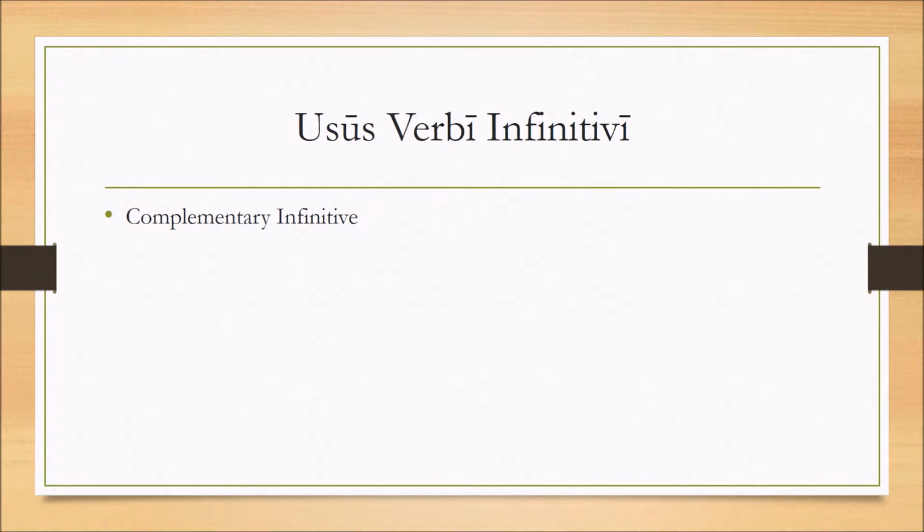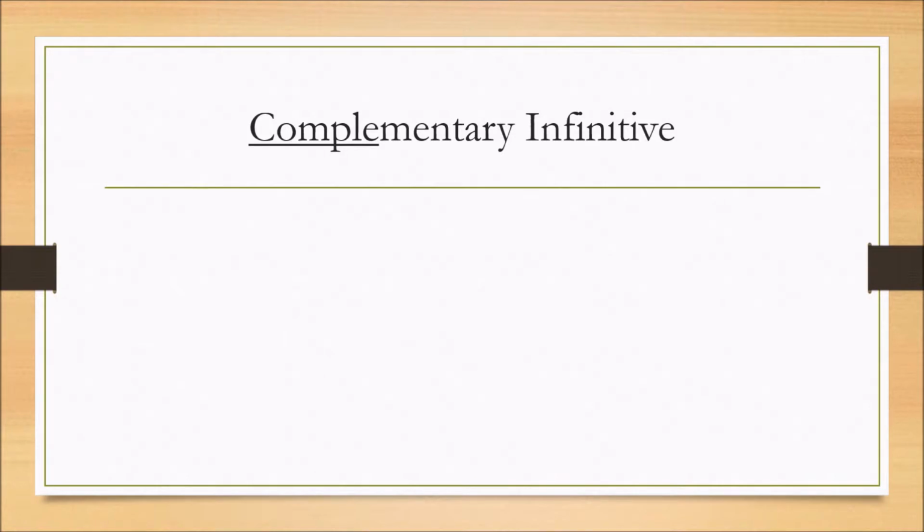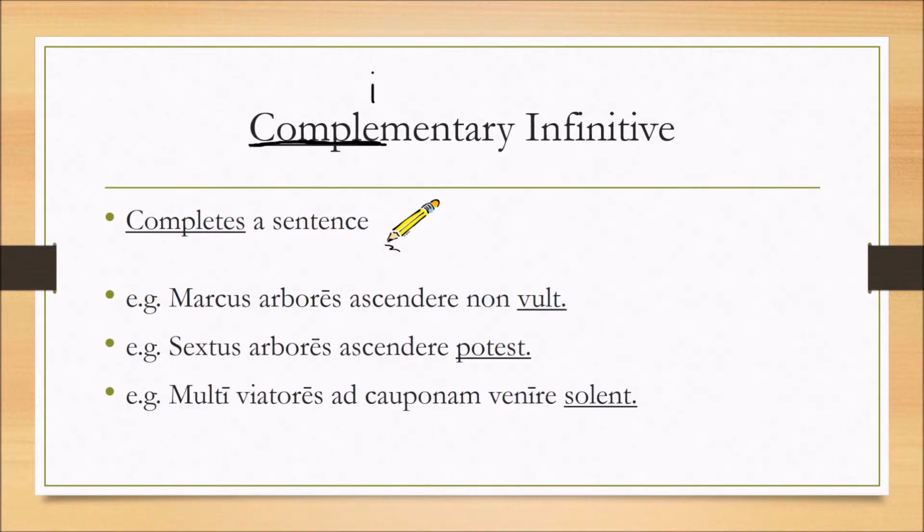We had 4 main uses of the infinitive in level 1: the complementary infinitive, the infinitive with an impersonal verb, the infinitive as the subject of est, and then the accusative infinitive construction. So let's first talk about the complementary infinitive. One thing to note is it's really important to know that this is the complementary as opposed to the complimentary infinitive, because the complementary infinitive completes a sentence.